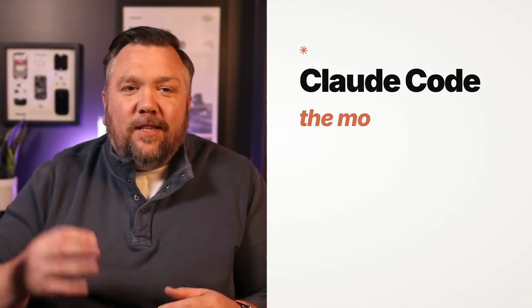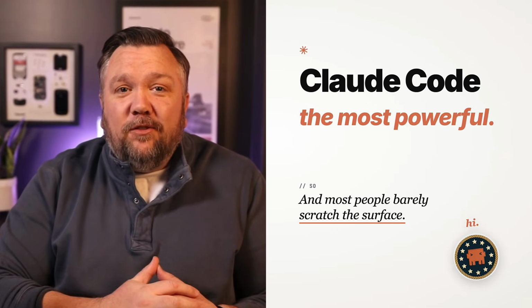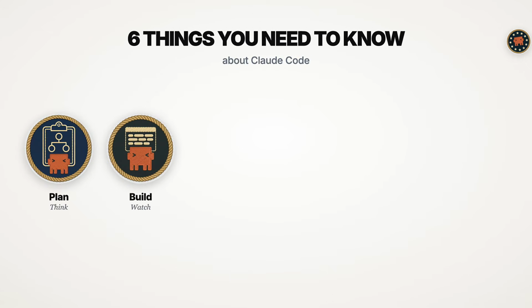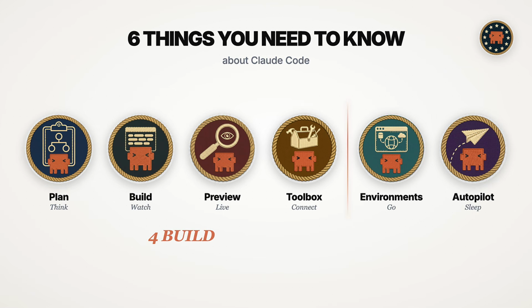So Claude Code is the most powerful part of Claude, and most people are just barely scratching the surface. There are 6 things inside of Claude Code that every beginner needs to know. 4 of them let you build, and the other 2 let you build smarter and faster, and even while you're sleeping. I'm going to walk you through all 6 and show you exactly what each one does.